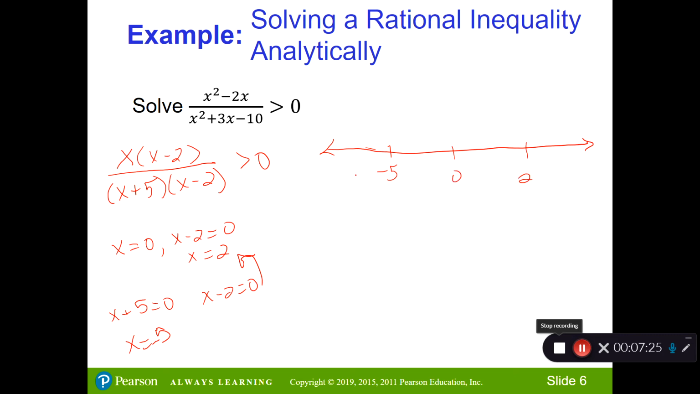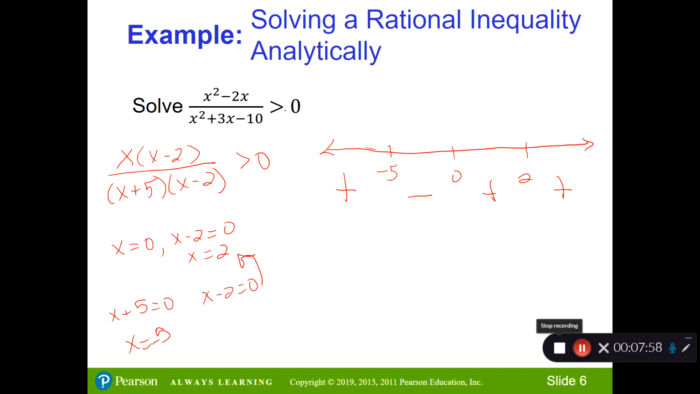Pick something less than -5, like -6. -6 minus -2 is negative, negative, 4 negatives make a positive. In between, I'll pick -1. Negative, positive, negative, 3 negatives make a negative. Bigger than 0, I'll pick 1. Positive, negative, negative. So that's 2 negatives, that makes a positive. And bigger than 2, I'll pick 3. Positive.